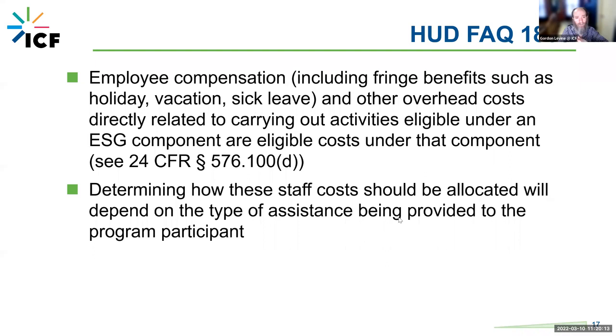And so directly means that you can tie it back to a specific activity or specific activities within a given ESG component, and they are eligible under that component. So what that means is employee compensation, so salary, fringe, and overhead necessary to carrying out, for example, emergency shelter, would be eligible under emergency shelter. They wouldn't be eligible under admin, and they wouldn't be eligible under another program component, but they would be eligible under emergency shelter, but they have to be directly related to an activity.